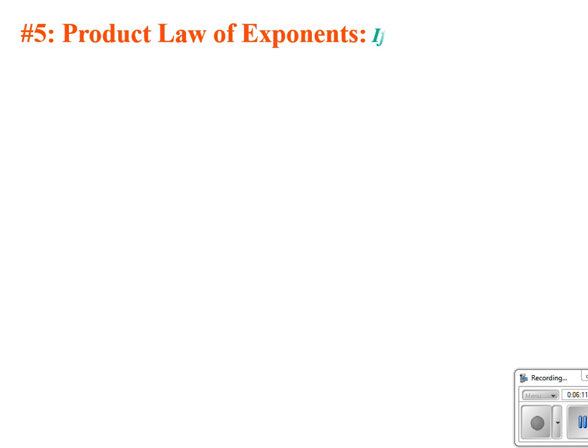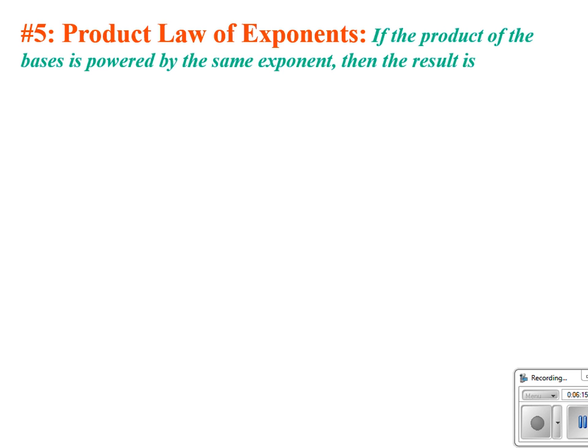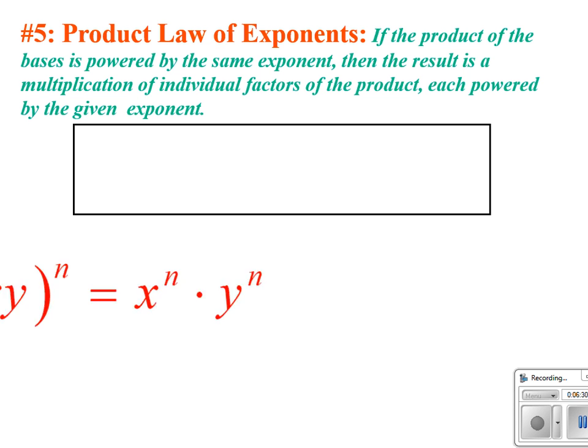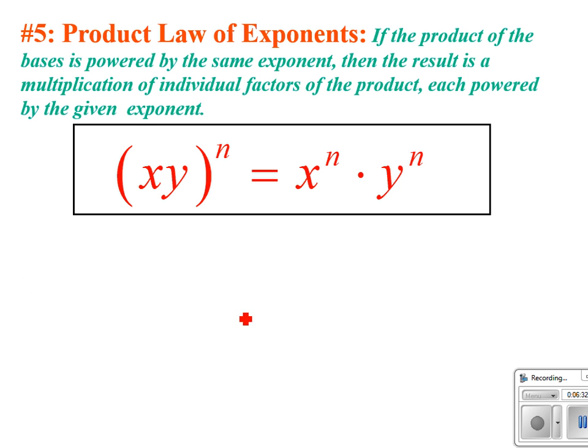Law number 5, the product law. Okay, the product law. If a product of a base is powered by the same exponent, then the result is you multiply each individual factor of the product, each powered by the given exponent. Now that seems really complicated, but here's an example. So I have two things being multiplied, and basically what it's saying is that every single exponent on the x and the y get multiplied by the n.